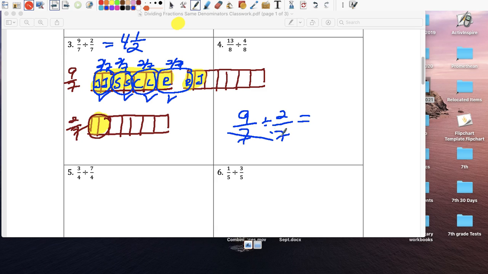We're going to cross these 2 out, right? Because they're the same denominators. And 9 divided by 2 is 4.5. We get the same exact answers, right? How many times can 2 go into 9? 4 times. How many left over? 1 out of 2.